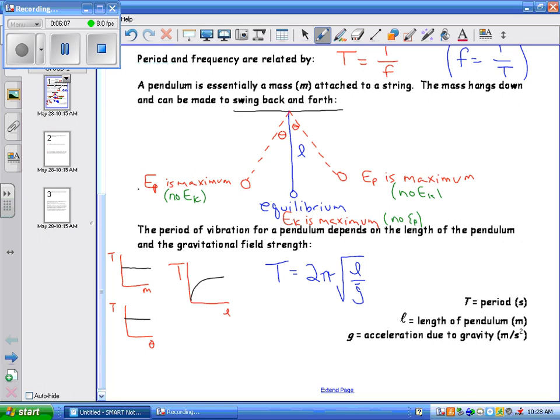When you're solving for length or gravitational field strength, it becomes a little bit more challenging. And this formula is on your formula sheet, under the waves section, right at the very top of waves, so the top middle portion of your formula sheet.